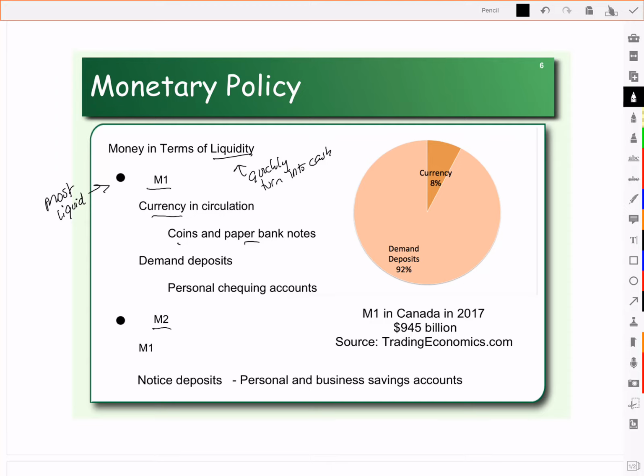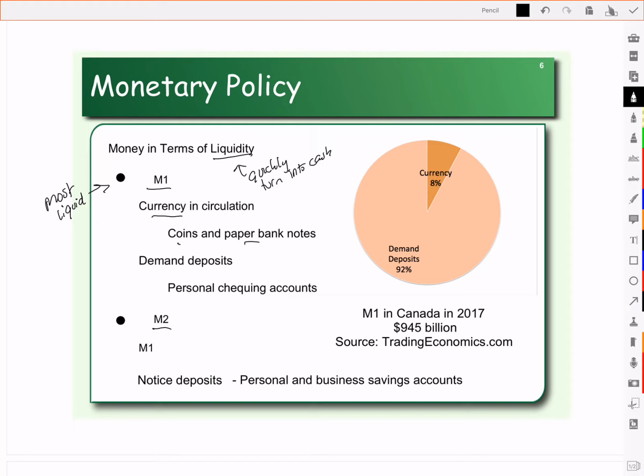Now, also included in M1, our most liquid form of money, is what are called demand deposits. And demand deposits are an economic term for the money that's in your checking account. Because you can write a check and have that money withdrawn from there, or you can use your debit card and spend with your debit card at the grocery store, it's essentially immediately pulled from your checking account. And so it is a very liquid form of money.